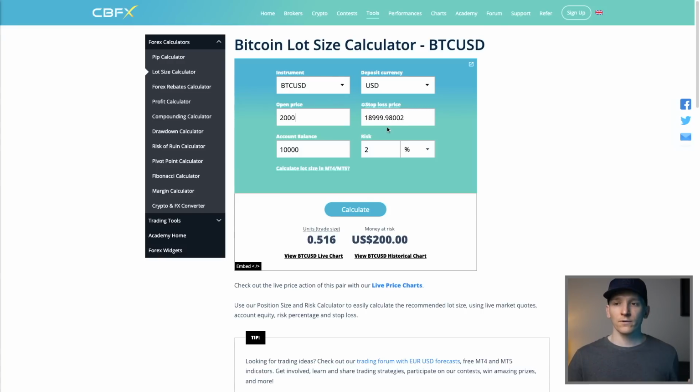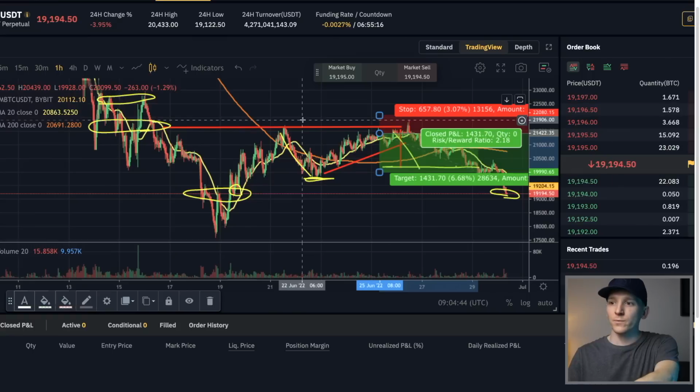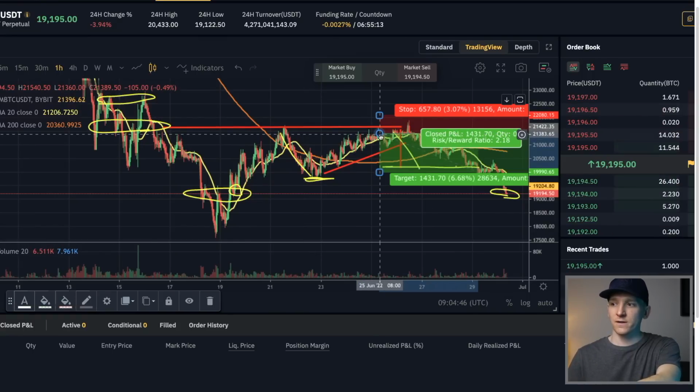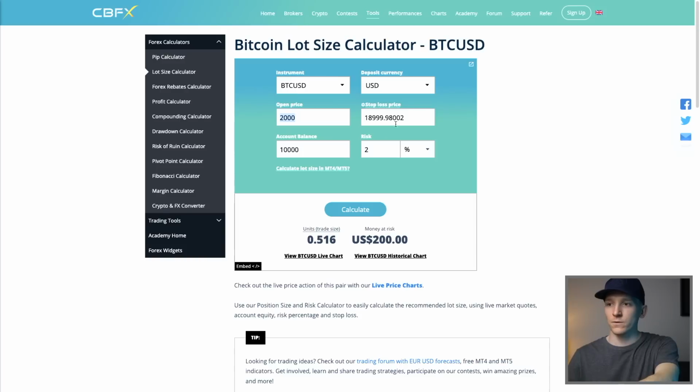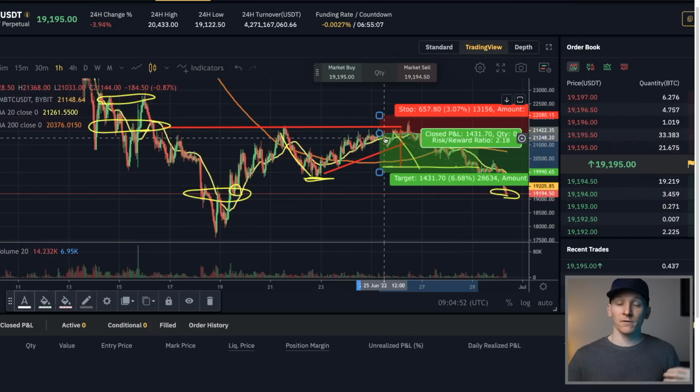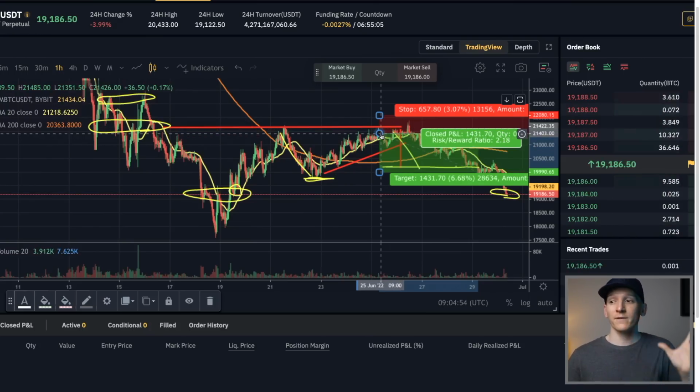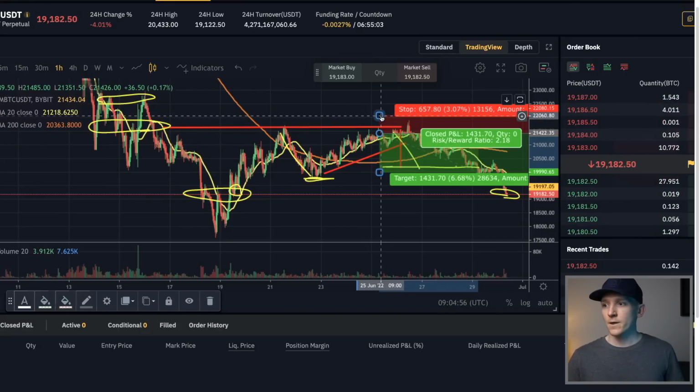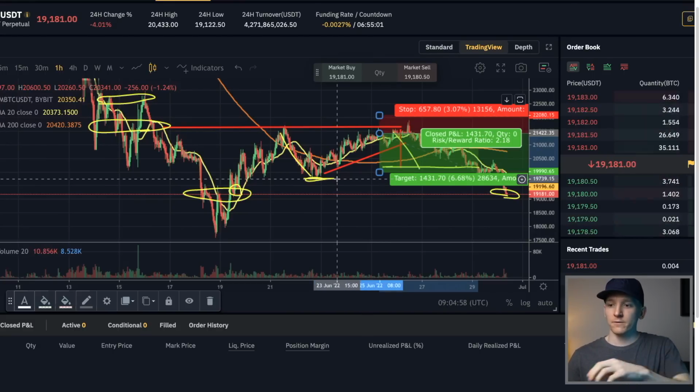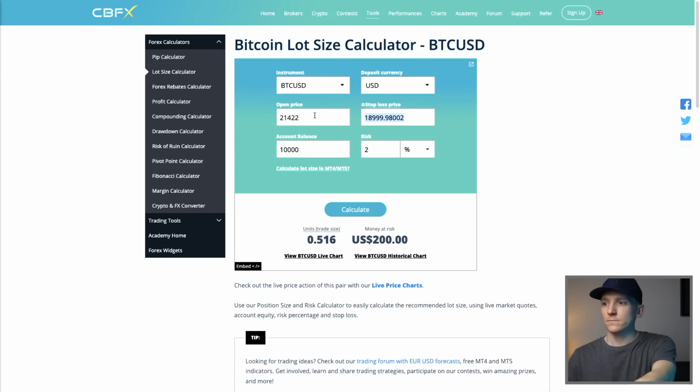So what I need to do now is go to a position size calculator and find out how big my position can be. So what we do is we come back and get the open price, which is this here, which is 21,422. So I'm going to put that in. And then I want the stop loss price. Now remember, because I'm going short, the stop loss price is above. You can see it's around about 22,000, right? So I'm just going to put that in.